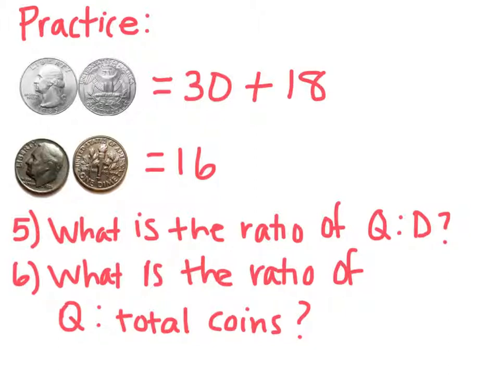So question 5 asks, what is the ratio of the total number of quarters donated to the number of dimes donated? And question 6 asks, what is the ratio of the total number of quarters donated to the total number of coins donated? Okay. Give this one a try. Press pause while you work, and when you come back, we'll learn to use models to find a ratio.